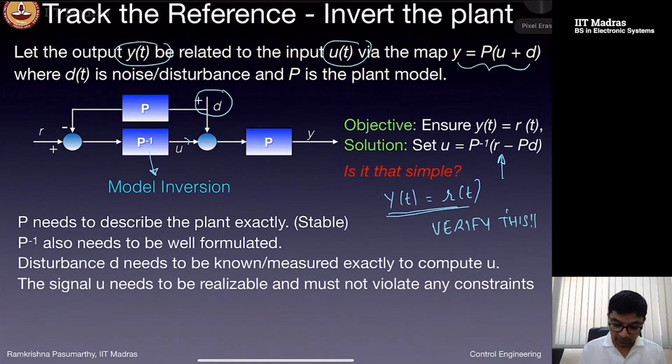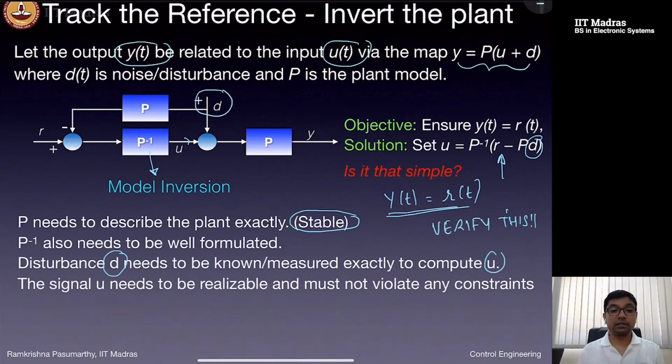This also needs to be well posed, right? We also need to look at things like stability, and that P inverse actually exists by definition. The disturbance also needs to be known, the D that we measure here. We also need to know that exactly to compute the u, because the formula for u directly depends on the disturbance. I can say I have a really sophisticated method of computing the plant, but what about the disturbance? It doesn't come with advance notice.